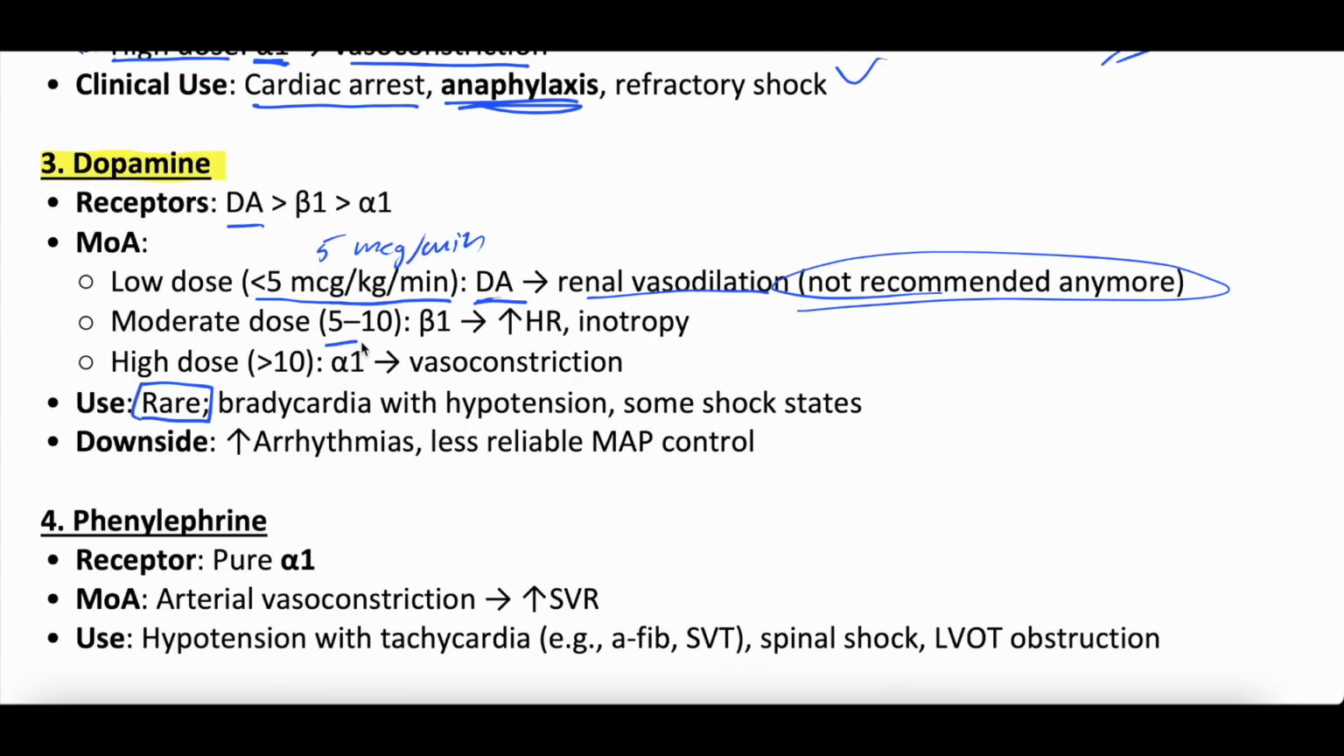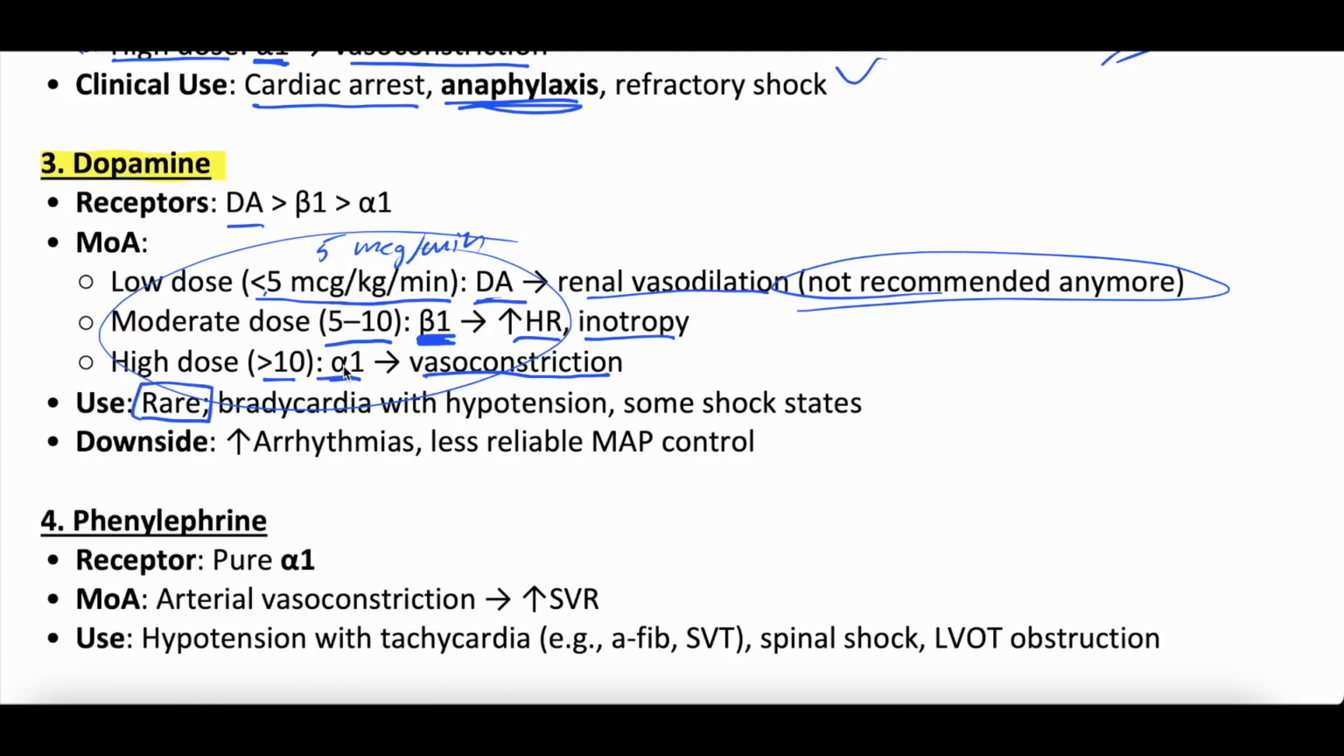Moderate doses, 5 to 10 micrograms per minute, is primarily beta-1. Beta-1, remember we said, is contractility or inotropy, so it'll increase heart rate, increase the squeeze of the heart. And then higher doses, greater than 10 micrograms per minute, is primarily alpha-1 vasoconstriction. So dopamine, like epinephrine, has this dose-dependent response. Again, the time you might see dopamine used is for bradycardia, which would be static, low dose. You just set it at something like 2 micrograms per minute. Anything less than 5 mics per kg per minute. Oh, this is supposed to be less than 0.5.